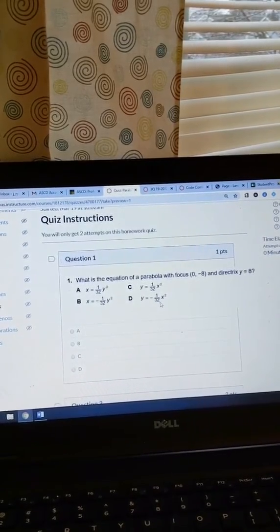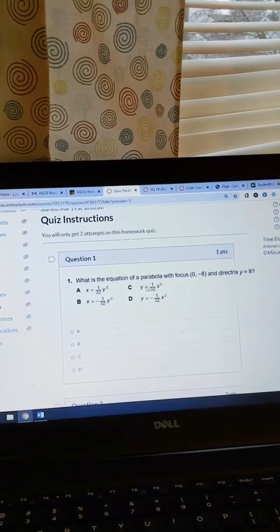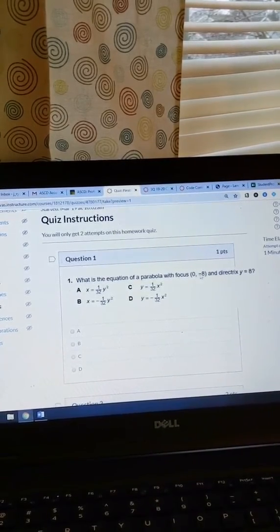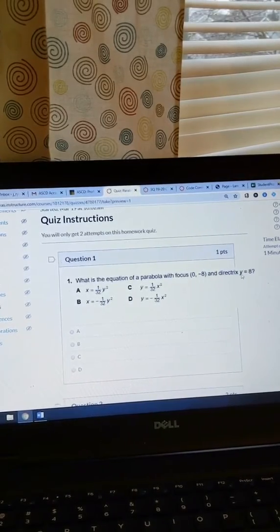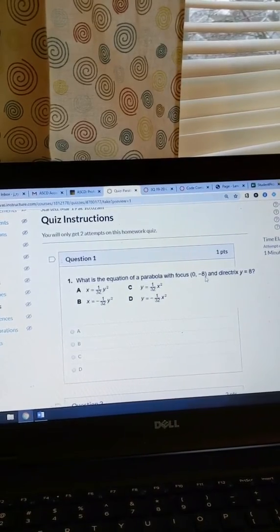And then the clue is always to make the a, as long as our vertex, which is at (0, 0), because these are opposite numbers, our vertex would be right at (0, 0), equal to 1/4 times the focus. So whichever answer here starts out the same as the directrix and is 1/4 times that focus number, and then x squared. Alright, so hopefully you guys can figure out which one it is.